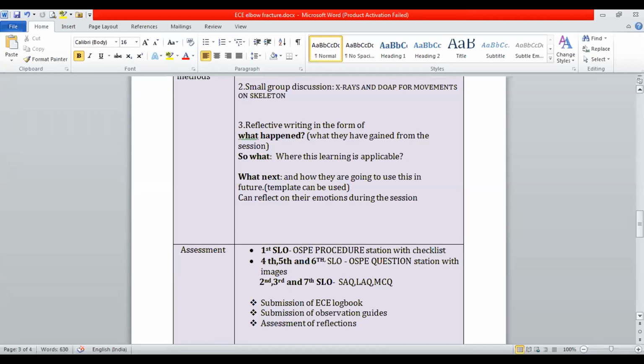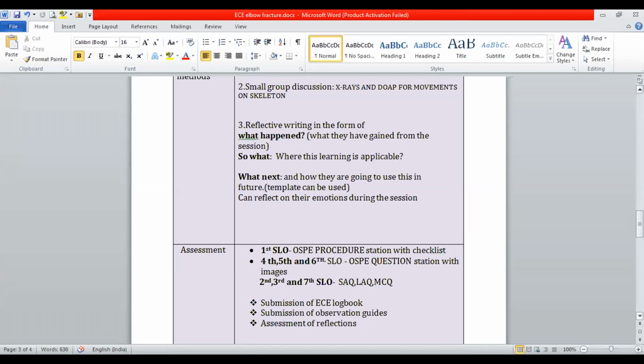with checklist. Fourth, fifth, and sixth SLOs can be judged with OSPE question station, where images of the X-rays or other deformity images can be put. Then second, third, and seventh SLOs, which are more of cognitive domain, can be judged through short answer, long answer questions, then MCQs, which may be case history type.